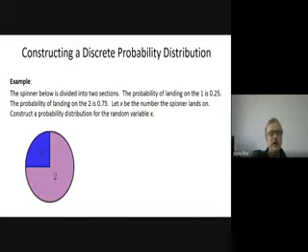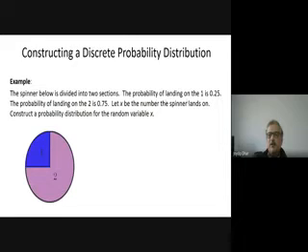For a simple example, the spinner below is divided into two sections. The probability of landing: there is a spinning wheel with two numbers displayed, 1 and 2. Number 1 occupies 25% of the spinning wheel, and 2 occupies 75%. So if I spin this, the arrow will stop at 1 or 2. The spinner is divided into two sections.